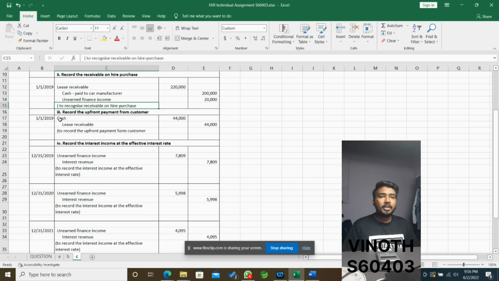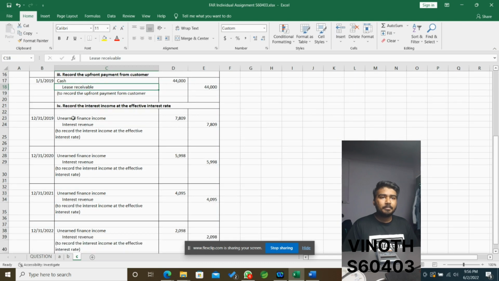Next is to record the upfront payment from the customer, which is paid in cash, 44,000, which is at year 0. There was a payment of 44,000 against the lease receivable, and this is to record the upfront payment from the customer.